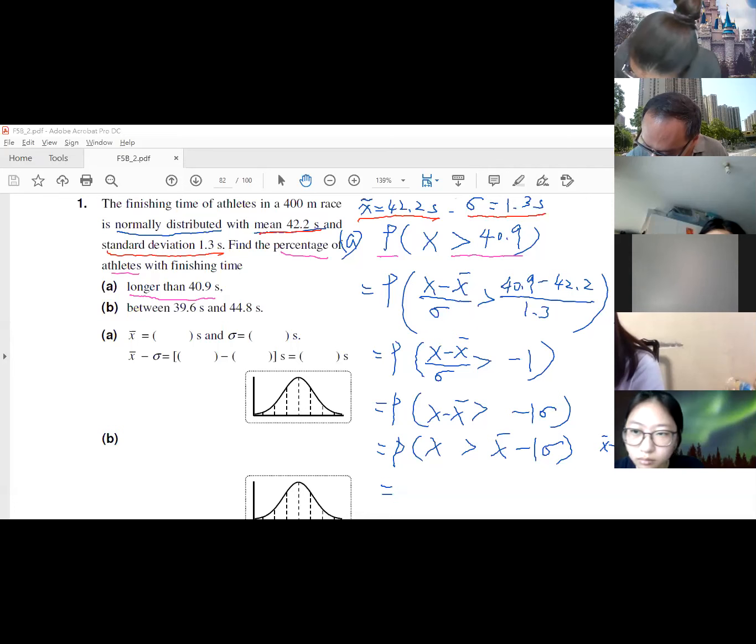68%, and then the second window is 95%. And then the third window will be 99.7%.